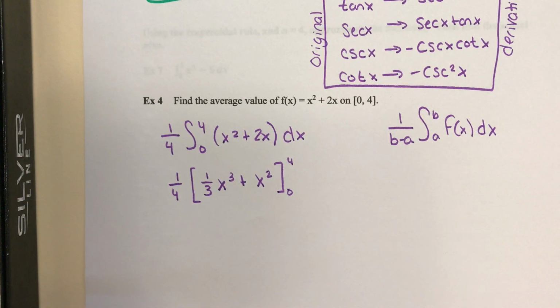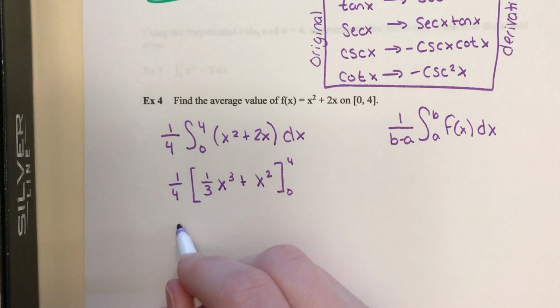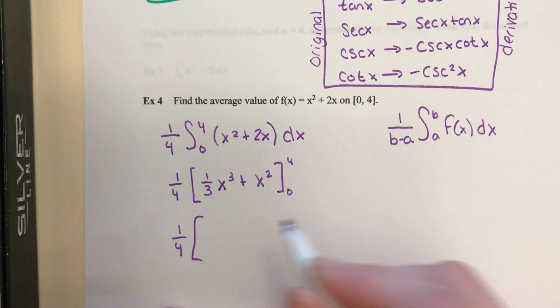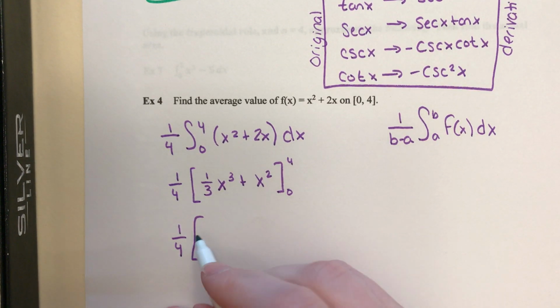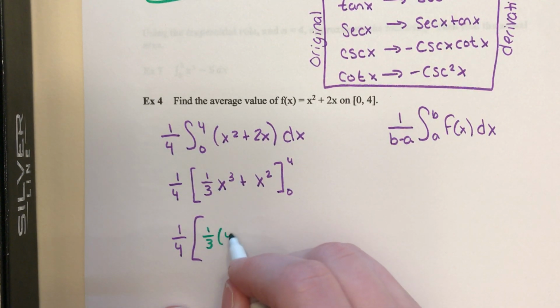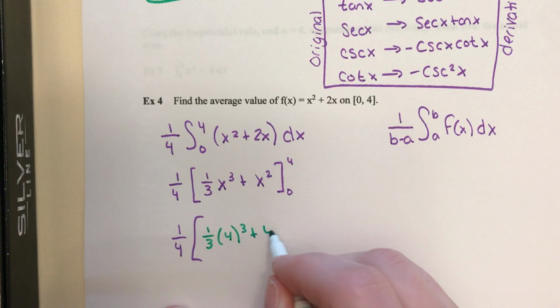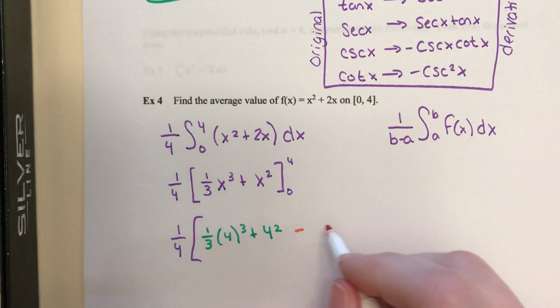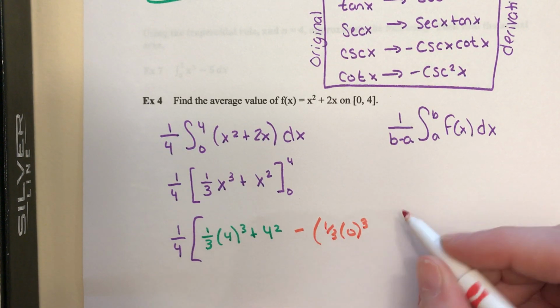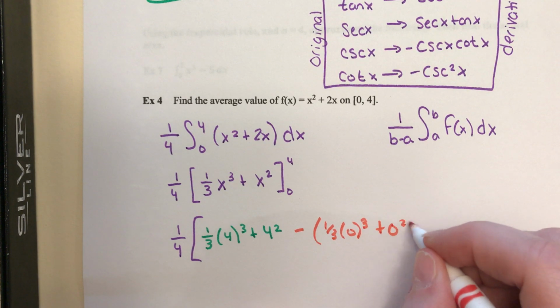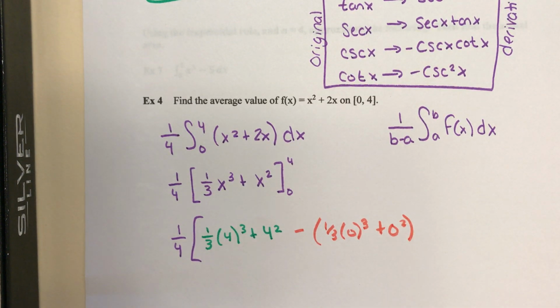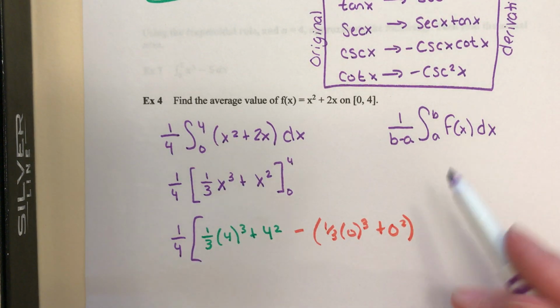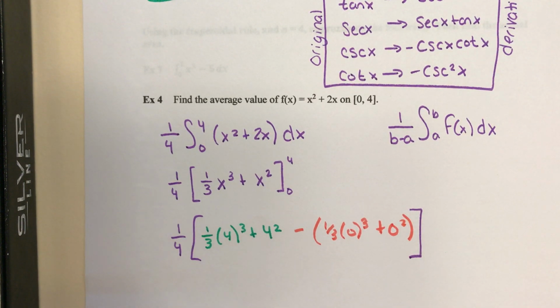So now we're going to evaluate. We're going to do top minus bottom, and I'm going to bring down this 1/4. And first thing I'm going to do is plug in the 4. So 1/3 times 4 cubed plus 4 squared minus, now I'm going to plug in 0, 1/3 times 0 cubed plus 0 squared. Okay, so I've got 1/4.